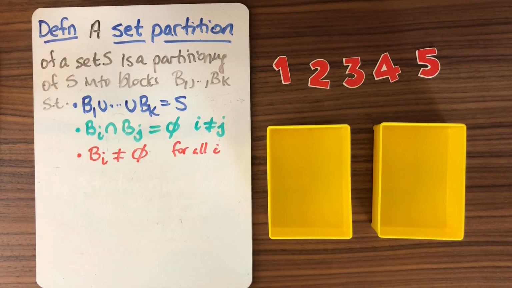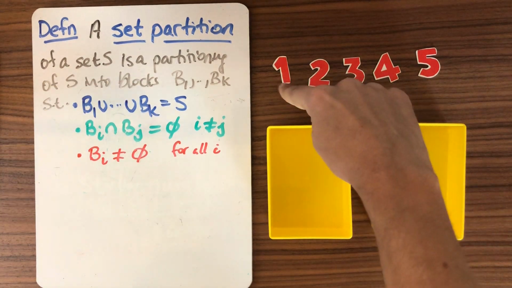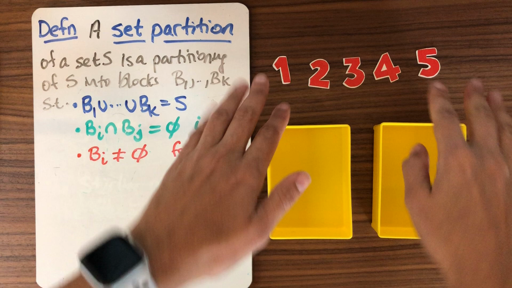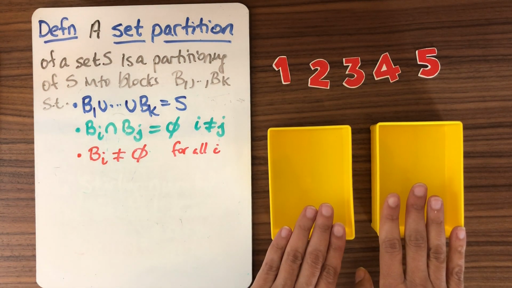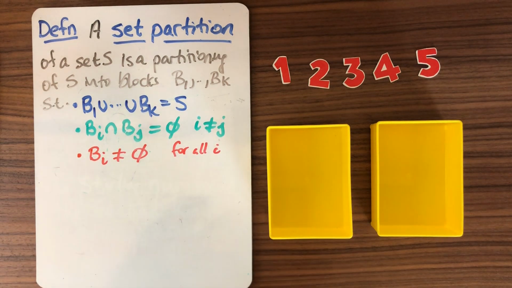So we're going to wrap up our conversation of partitions by talking about a different type, which is a set partition. So instead of being an integer partition, I'm concerned with a set S. For example, I could take the set of numbers 1 to 5. And what I want to do is partition it into blocks. Here are my boxes. So once again, we're back to balls and boxes. And I want the boxes to have a certain condition.